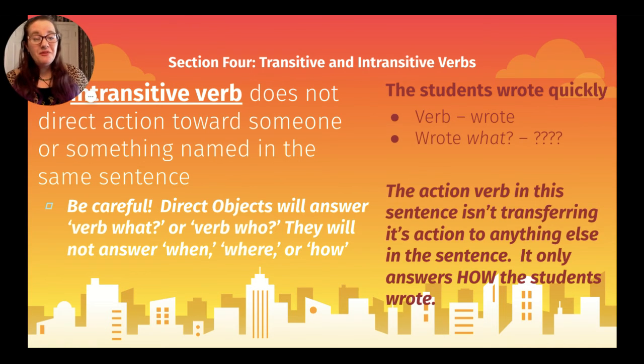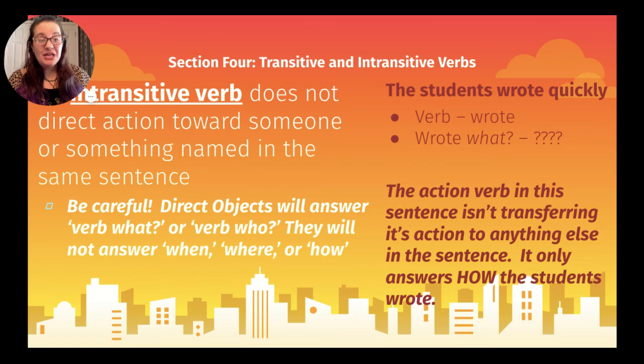Now, the other type of action verb is an intransitive verb. And an intransitive verb does not direct action towards someone or something named in the same sentence. It is a verb that stands alone. But be careful. Direct objects answer verb what or verb whom. They do not answer when, where, or how.